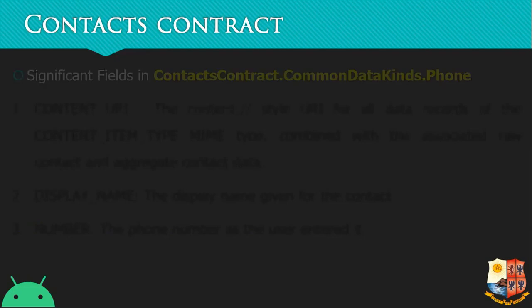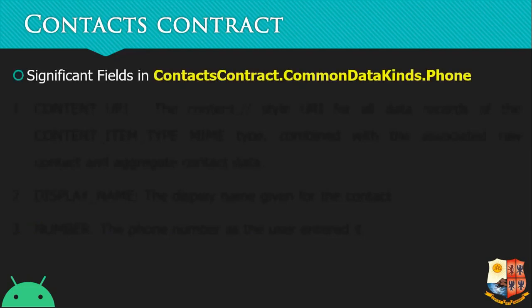The significant fields, this is the exact word. This is why I am writing this together right now. This is how I'll be writing tomorrow also. You should know what these three things are. Phone is a class. Inside that you have a lot of information. That is what I'm going to discuss in this slide. Where does phone come from? It comes from common data kinds, which comes from contacts contract. I hope you get the flow, right?